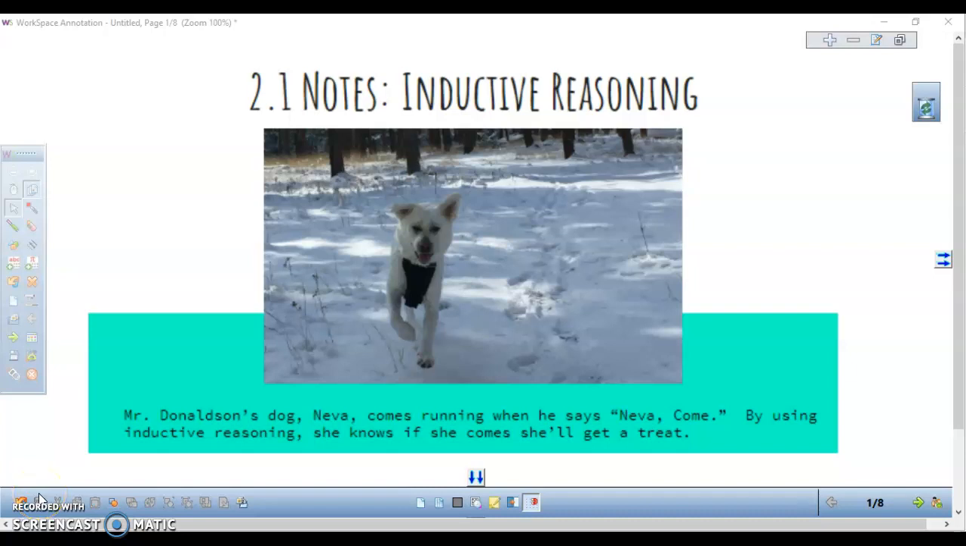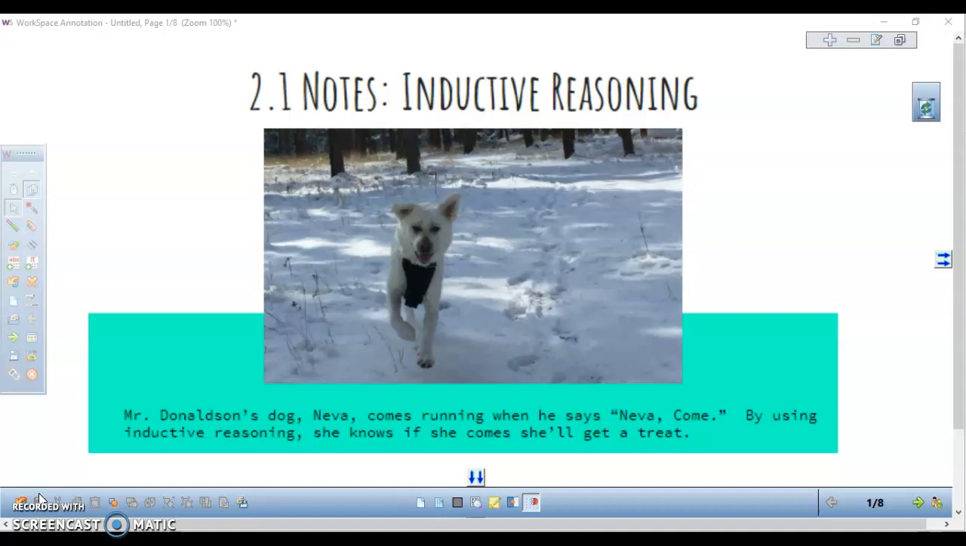Today we're going to start Chapter 2. Chapter 2 is all about reasoning. And we'll also learn a little bit more about some angle relationships and do some algebra application as well. But today's specific focus is on how we use inductive reasoning in life and in math.